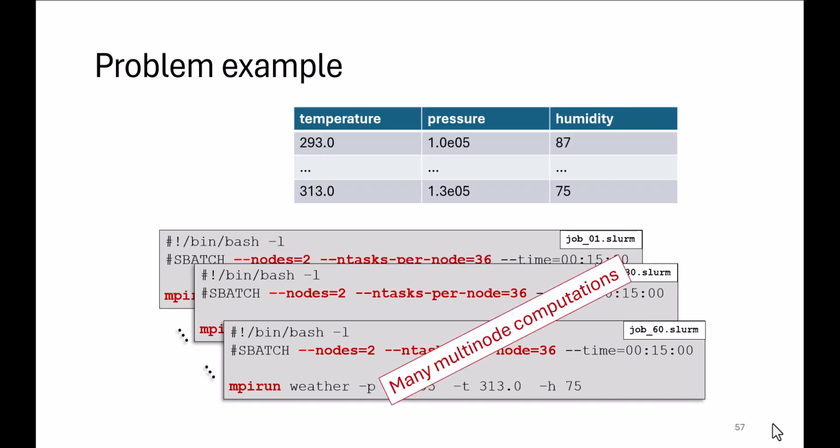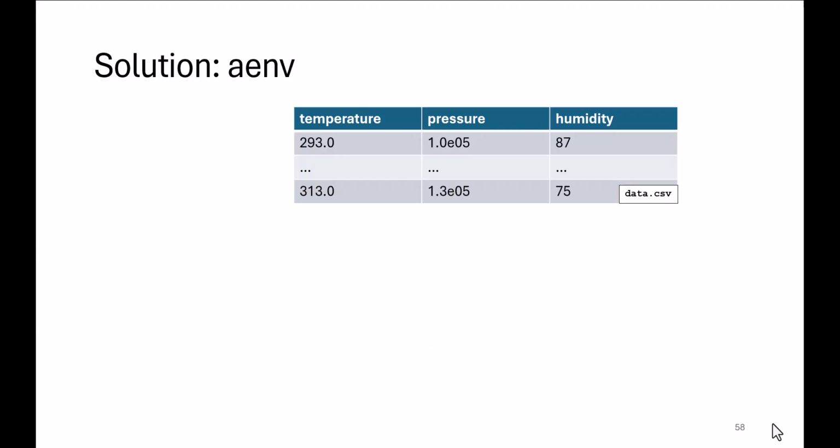Okay, so essentially what I'm doing is I have many, in this case, multi-node computations. Of course, this is a somewhat sophisticated example in the sense that we have a distributed application which we're running, but this equally well holds for multi-threaded applications or even serial single-core applications. Okay, so we have the setting. Now, what's the solution to make this easier?